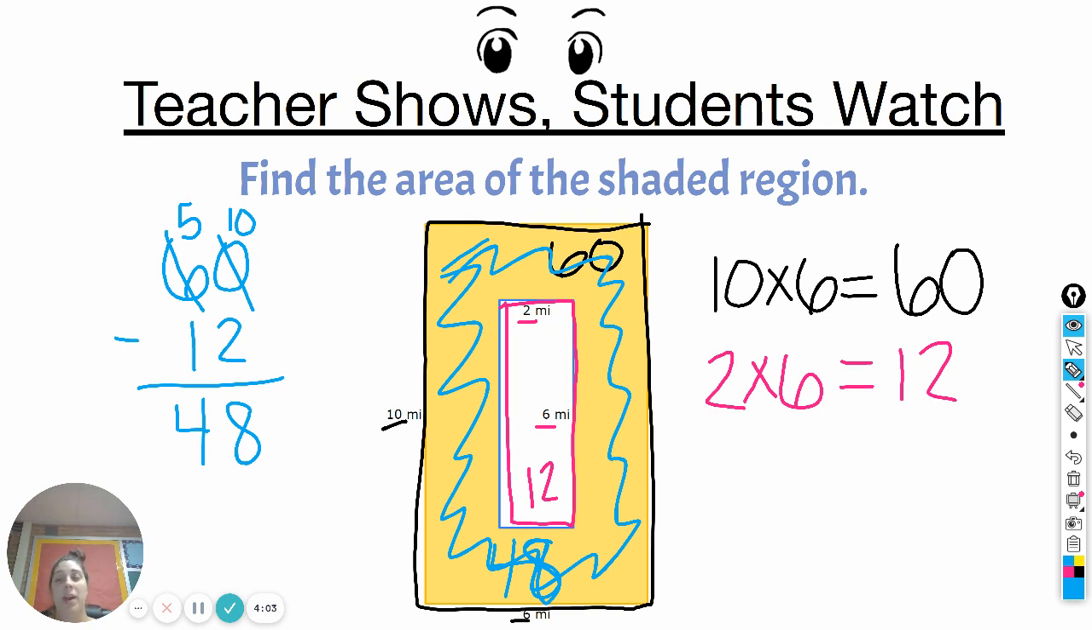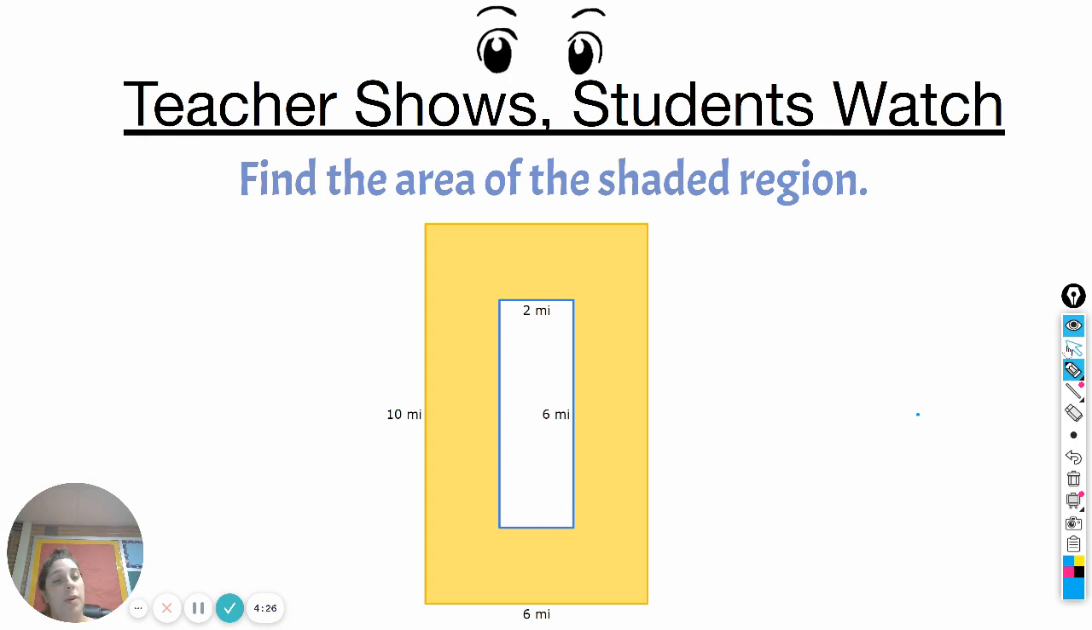Okay, so essentially what we had was we had the yellow rectangle, and then we put the white rectangle on top of it and said, we're taking away this part of the yellow rectangle. What is left? What is left is an area of 48. Okay, so these are going to be multi-step problems. Let's have you try one with me.